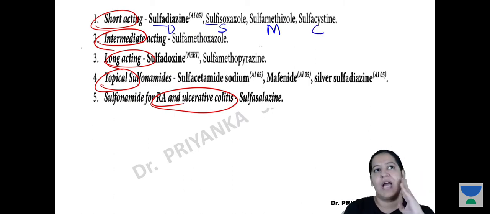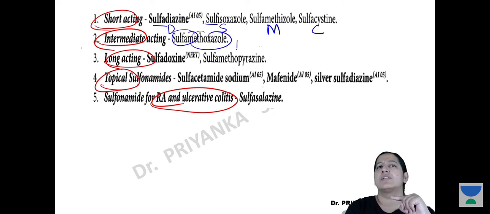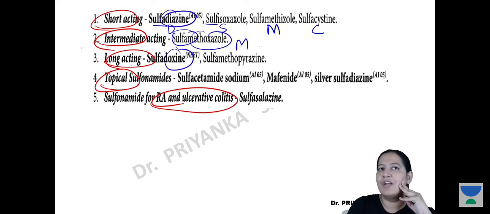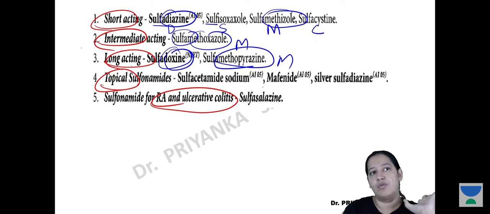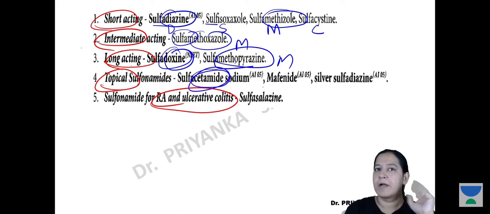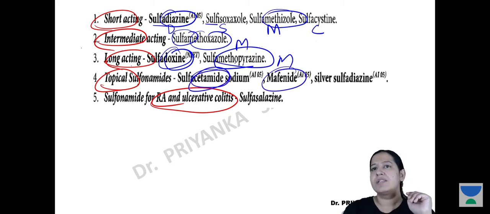These are short acting. Intermediate acting only one. Long acting: sulfamethoxazole, with doxin. ये डायजिन था, ये डॉक्सिन है. और sulfamethoparamine. ये methoxazole था, ये methoparamin है. कैसे लर्न करोगे? I don't know, but you have to learn. sulfacetamide टॉपिकल में है, मेफेनाइड है, और सिल्वर सल्फाडायजिन है.